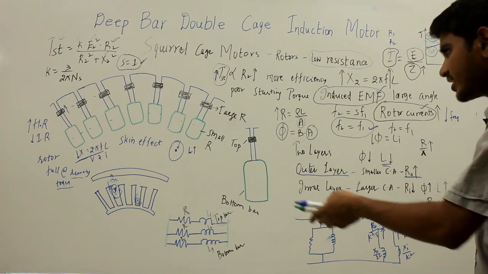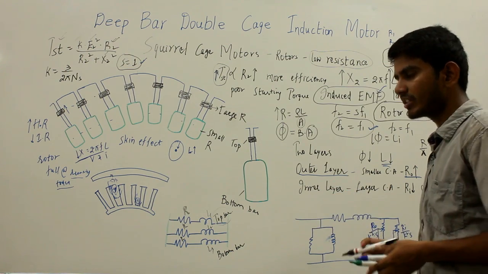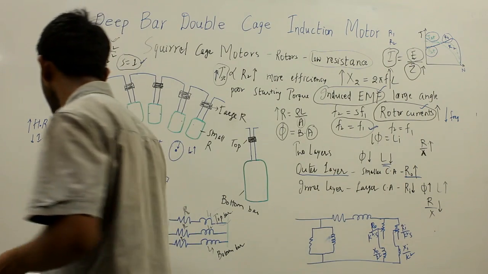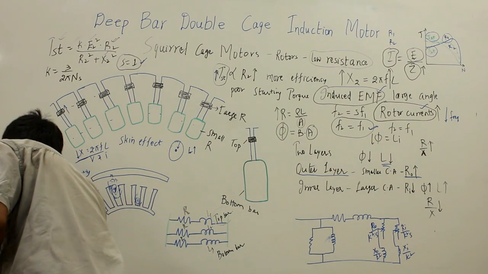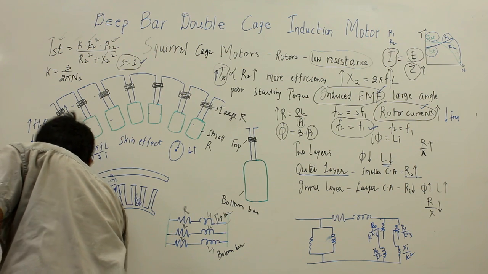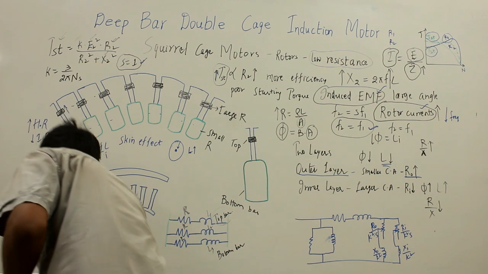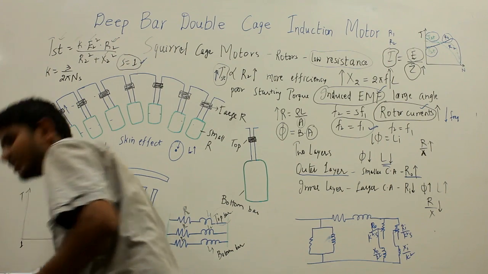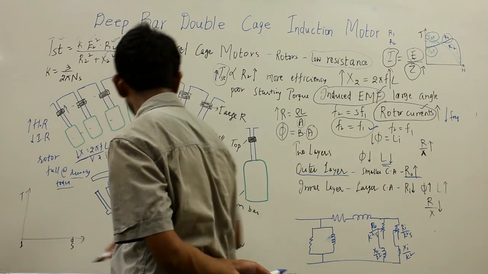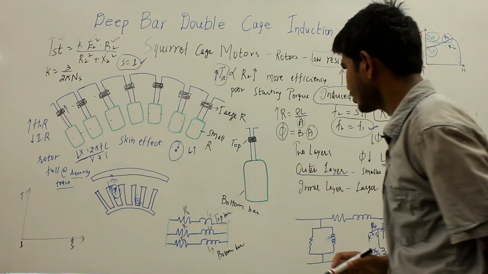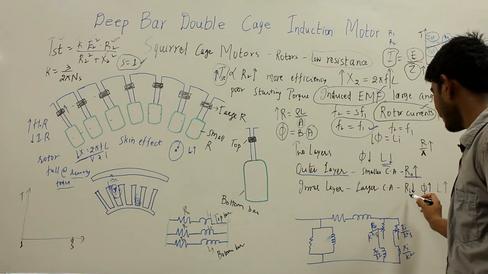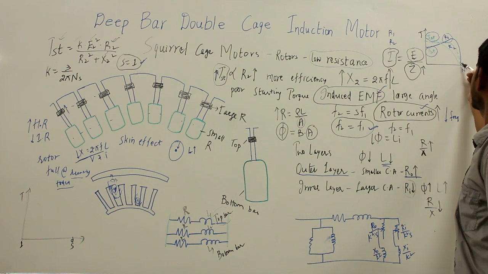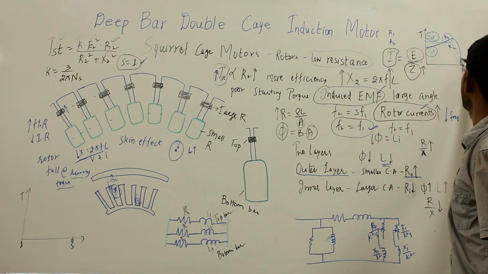Now let us once plot the torque slip characteristics for this deep bar double cage induction motor. So let me say this is my torque and this is my slip. This is 0 and here I am having the slip 1. So for the inner bar, I am having the low resistance. That means your torque slip characteristics will appear like this, this blue portion.